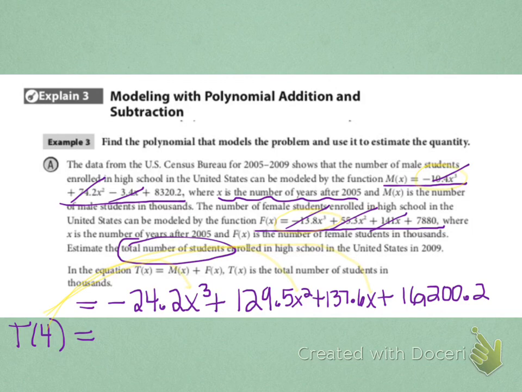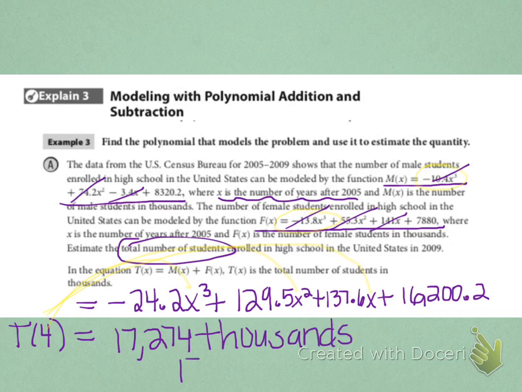And so I'm going to go ahead and pause the video. I'm going to plug 4 in. You can feel free to do that as well on your own, but I'm just going to substitute 4 in and see what I get. So I got 17,274, but remember that's in thousands. And so that's really like saying, if we just throw on 3 more zeros, that means that 17,274,000 high school students in the year 2009.